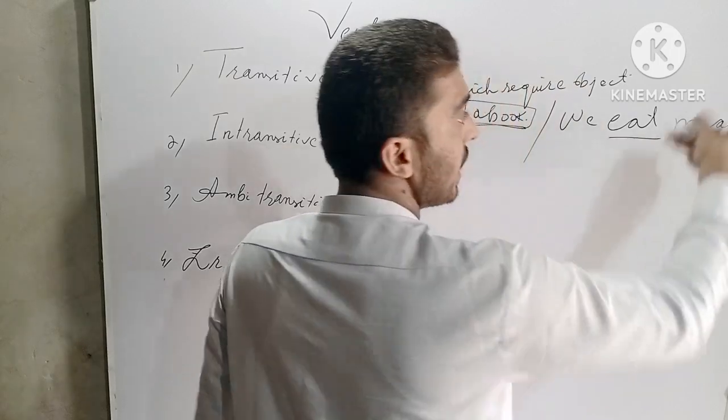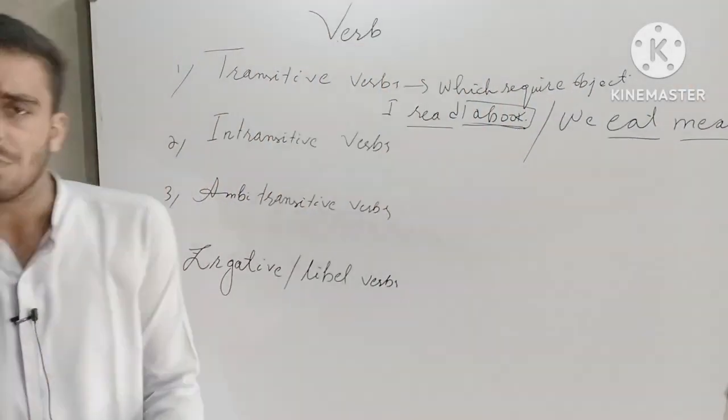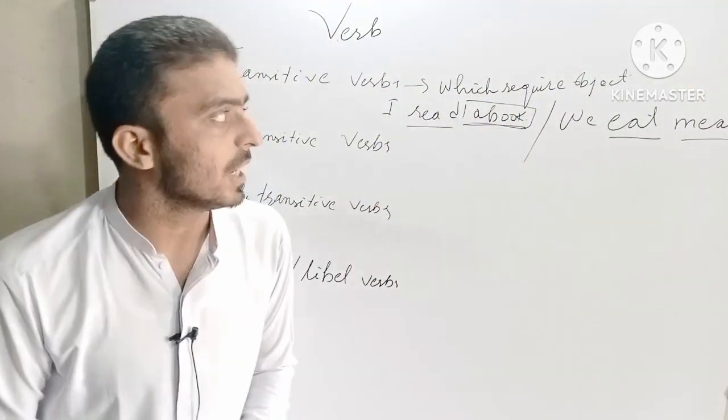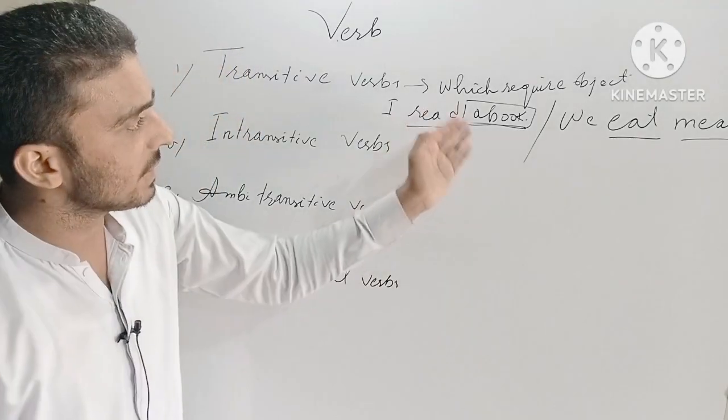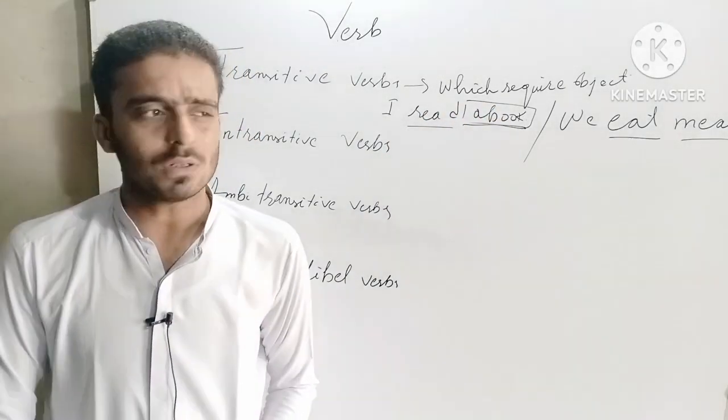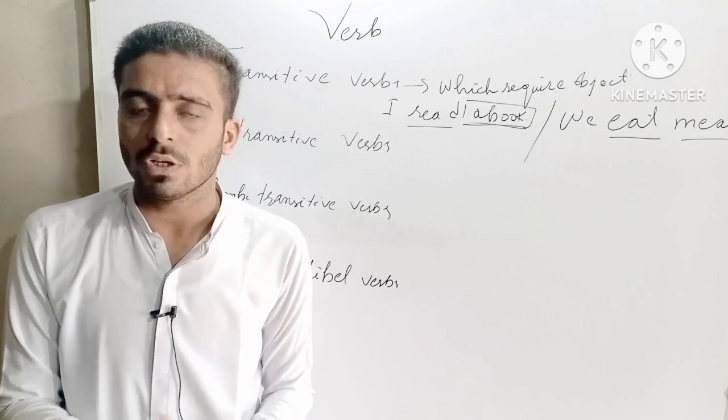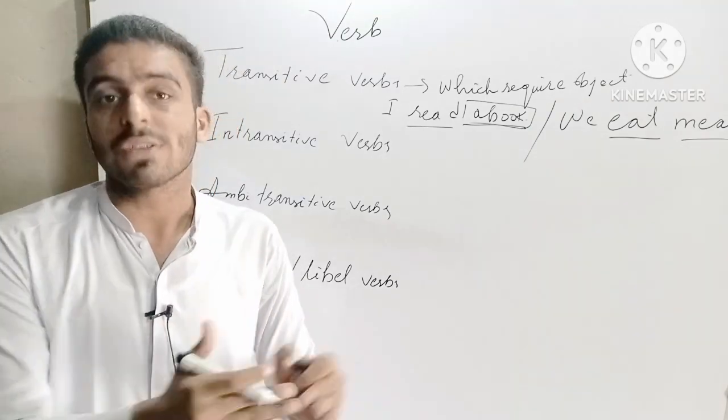So here, eat is requiring the object. It is not going to give the meaning without an object, that's meal. And read is not giving the meaning without an object, book. So those verbs which require an object to complete their meaning are known as the transitive verbs.